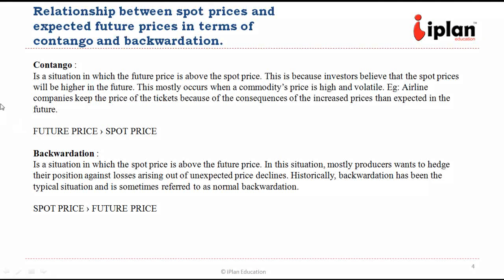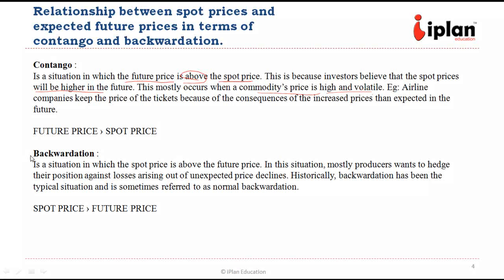As we have said, contango is a situation in which the future price is above the spot price. This is because investors believe that the spot price will be higher in future. So mostly it occurs when a commodity's price is high and volatile. From an arbitrage-free perspective, this situation is most common.